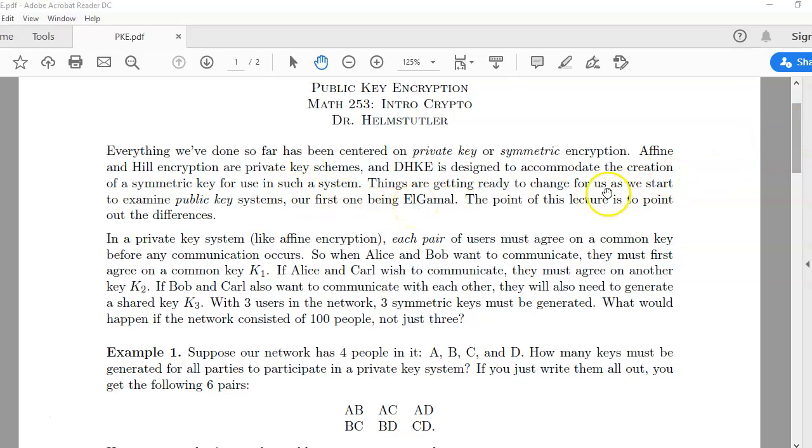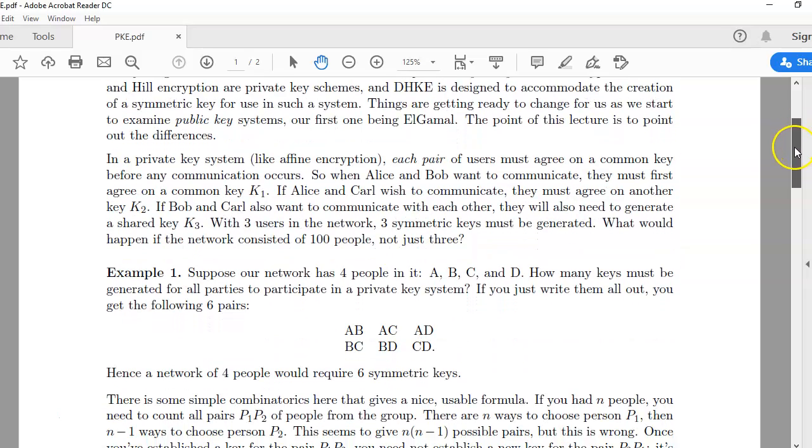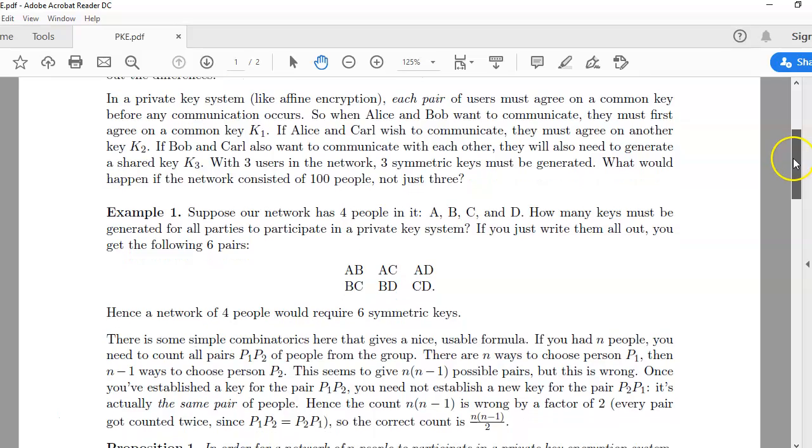And the point of this lecture is to sort of talk about the differences. I find it very helpful to talk about public key encryption in general before doing El-Gamal, because otherwise it's confusing as to how it operates and why you would do it. So let's just talk about public key encryption as an idea before we get any further. To do that, we need to talk about private key schemes a little bit more and to understand some of the restrictions on how they're built.